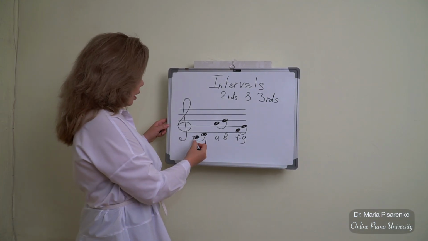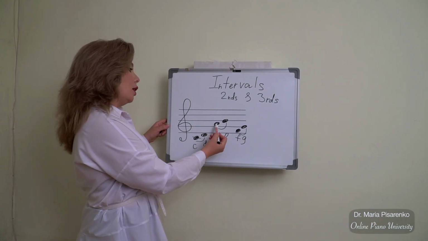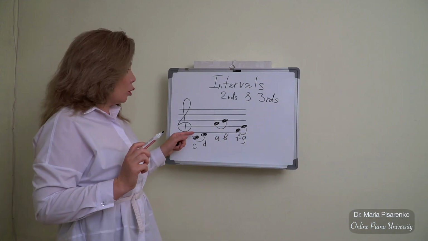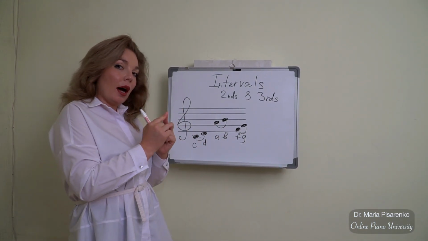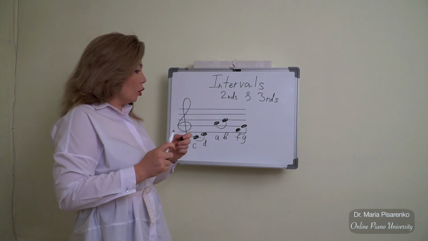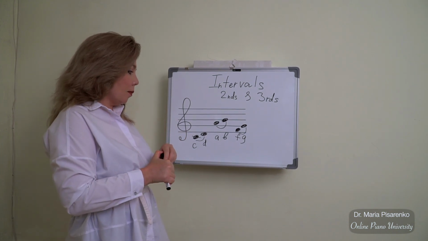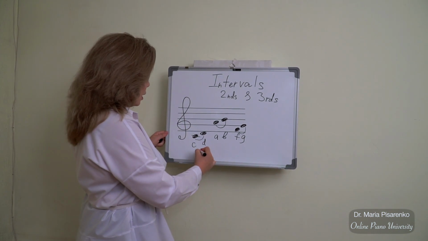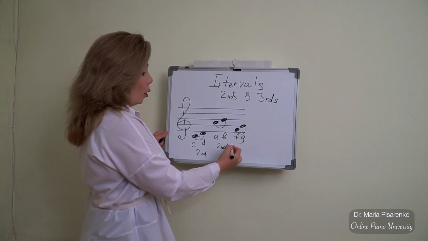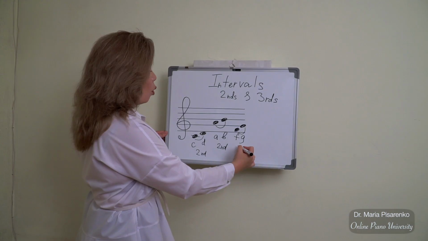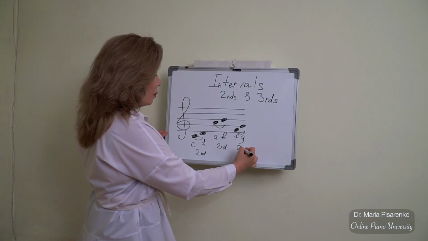Okay, so you have line space and you can have space line. When you think about the intervals, you need to think about the letters of the alphabet in order not to get confused. Okay, so it is a second, because two letter names in alphabetical order are involved.